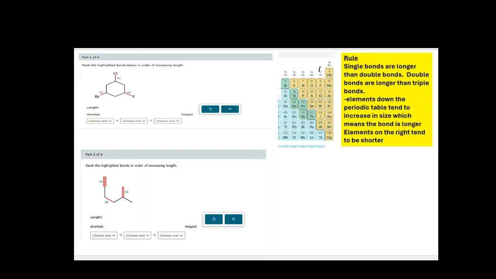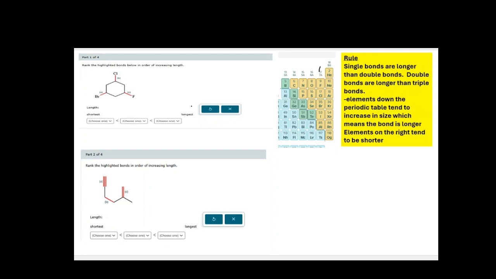Next up, I'm going to show you how to solve the ALEKS problem. Rank the highlighted bonds below in order of increasing length. What ALEKS is going to do here is show us a compound, and then show us either elements or different types of bonds attached to it. It wants us to rank them in order from the shortest to the longest.